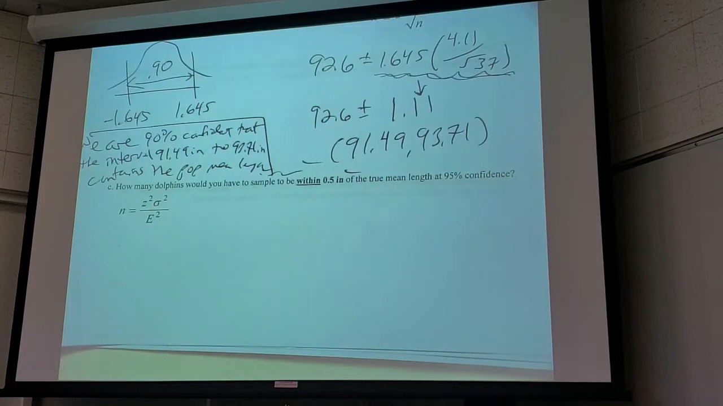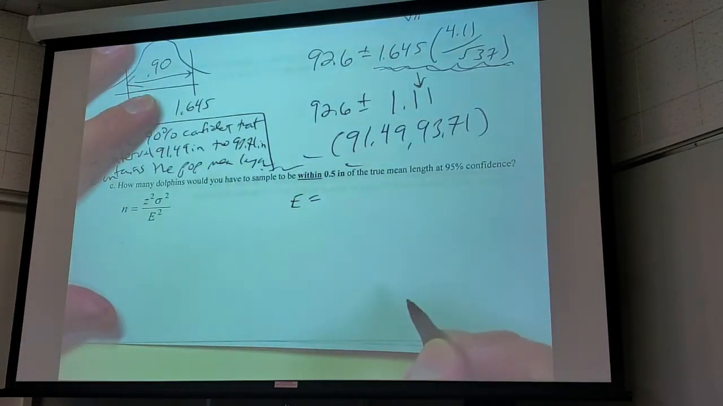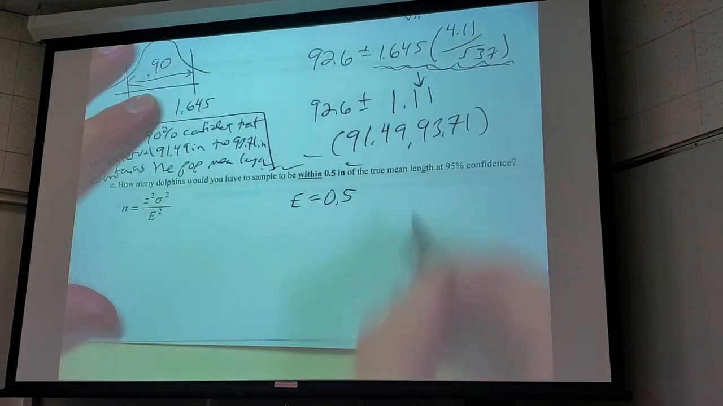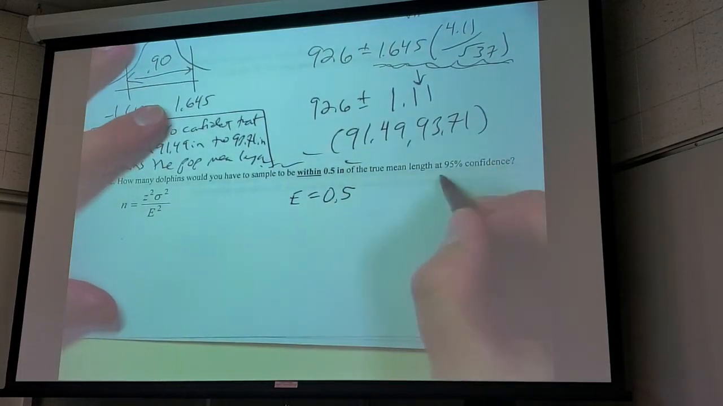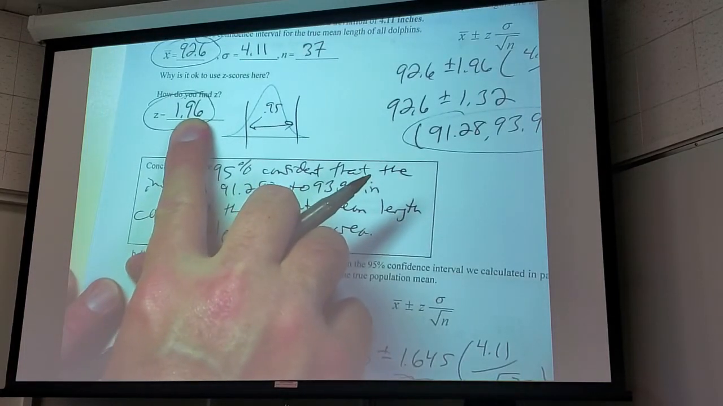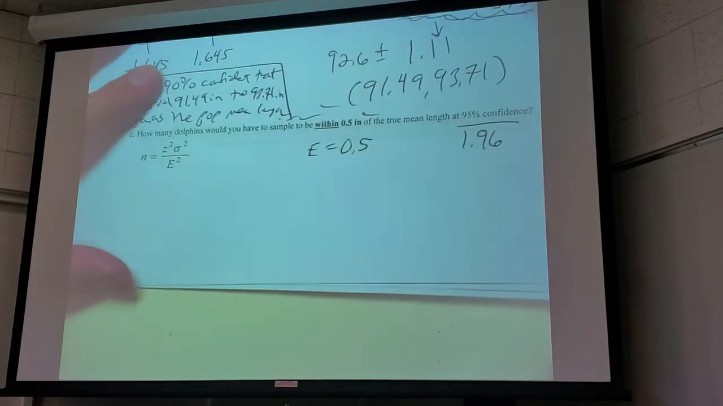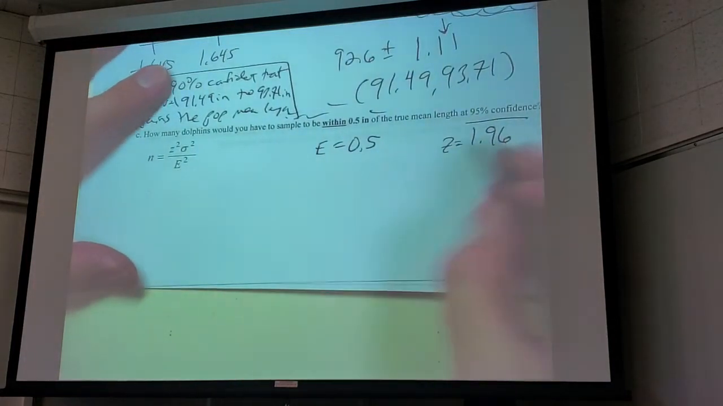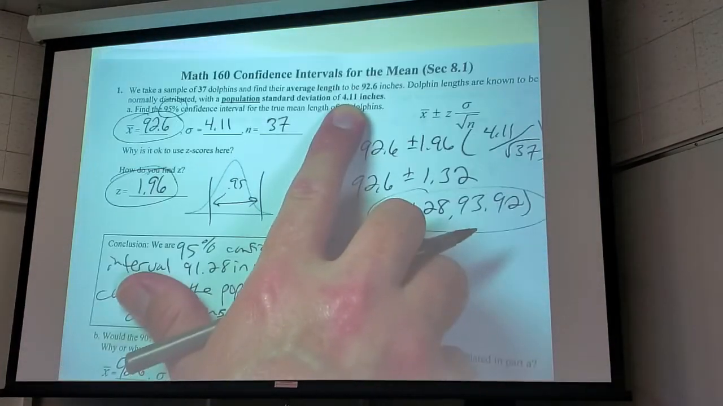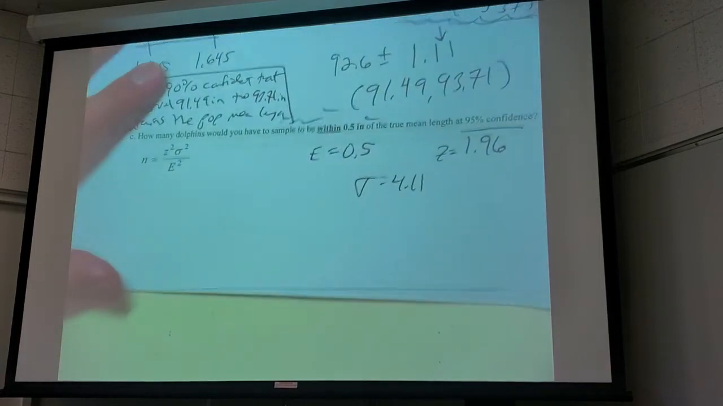What do I need my error to be? 1/2 inch. It's 95% confidence, so I'm using that z-score again, 1.96. That's Z. And we know sigma. Sigma's 4.11, still the same dolphins. So now I just have to throw all that stuff in.